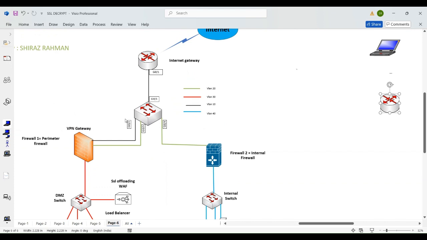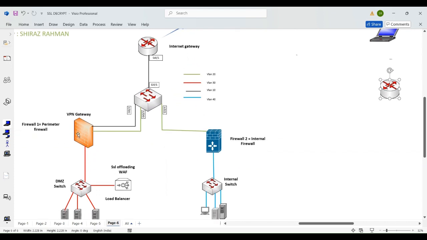We can also have the concept called SSL decryption, right? So you can use SSL decryption on this firewall or on this firewall. It depends on your design, but what is your best design where you will use SSL decryption? You can just think it over and comment on the video. So where will you use SSL decryption? SSL decryption, correct?